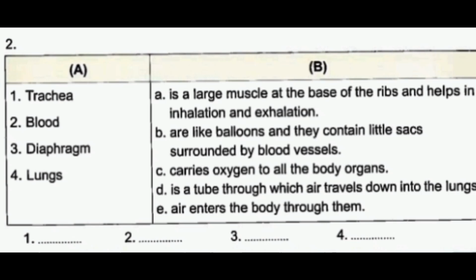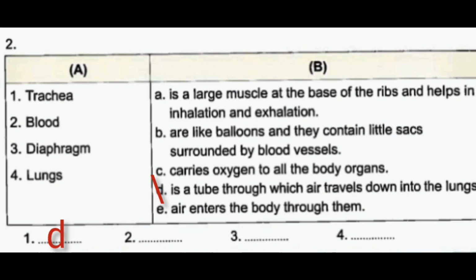Now let's answer table number 2. Trachea, blood, diaphragm, lungs. Let's start with number 1, trachea. Trachea is a tube through which air travels down into the lungs.